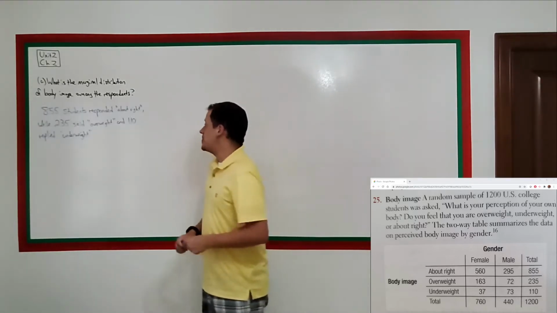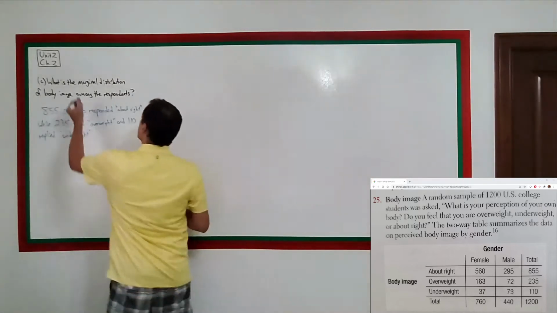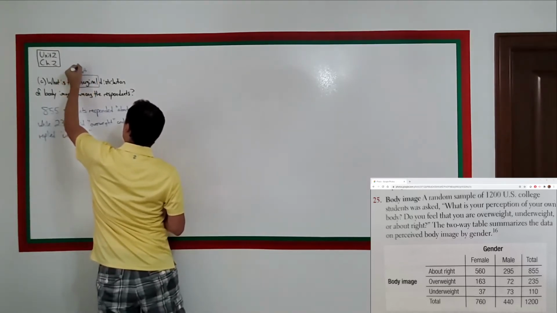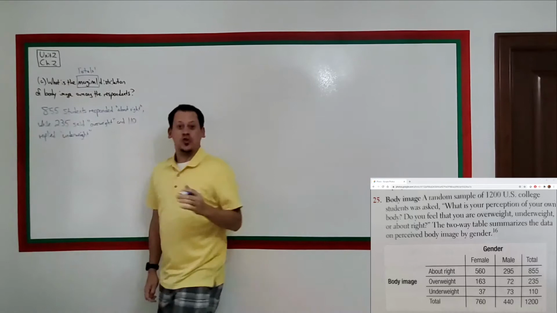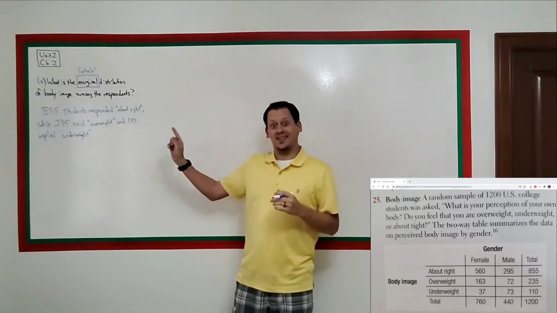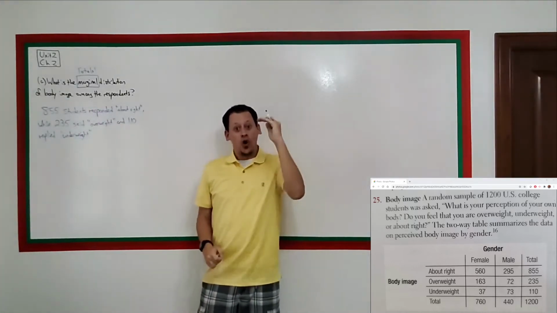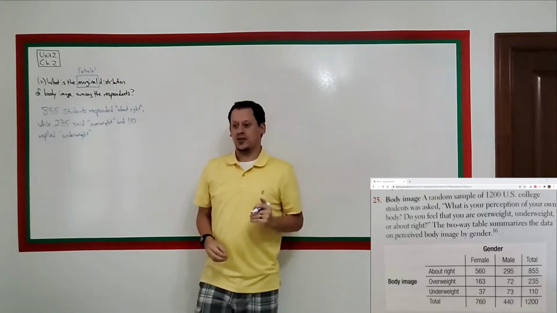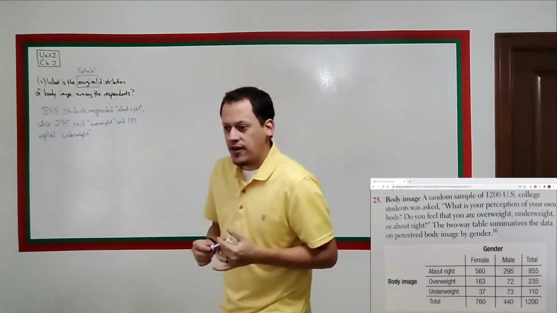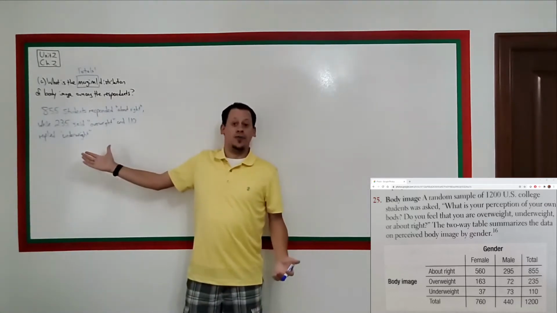Here's the marginal distribution of body image among the respondents. Remember, the word marginal means we're looking at the totals of whatever value of variable is in the question. So if the variable is body image, we're going to look at the totals of the different body images. So we've got 855 about right, 235 overweight, and 110 underweight. That's all you need to put there.